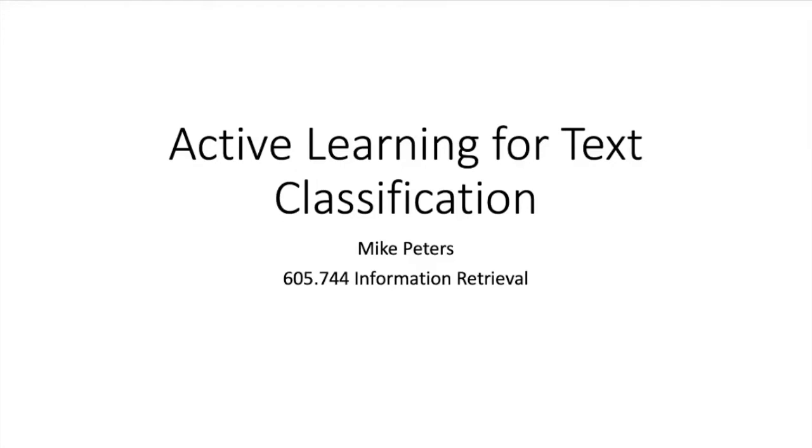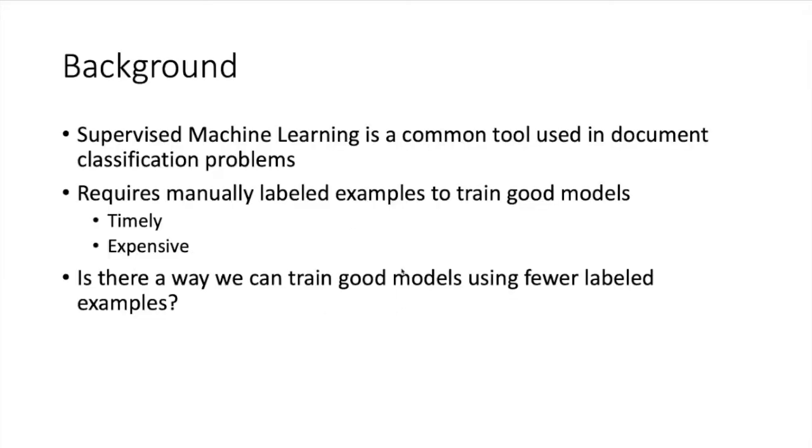This is my class project, which is on active learning for text classification. As background, supervised machine learning is a common tool used in document classification problems in the IR space. Supervised machine learning requires a lot of labeled examples, which takes a lot of time and is very expensive to collect. There's a clear motivation to try to find a way to train good models using fewer labeled examples.